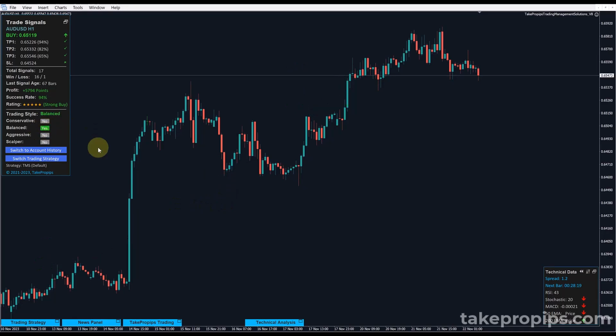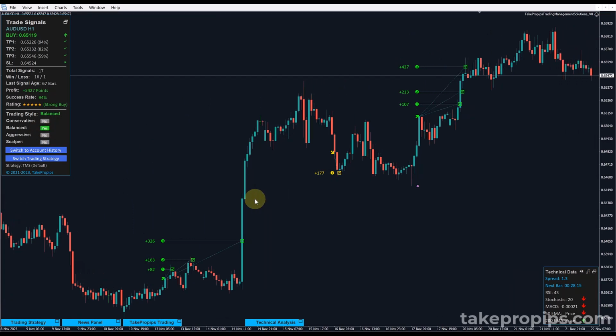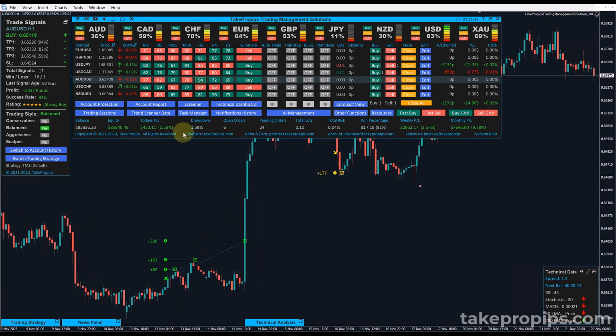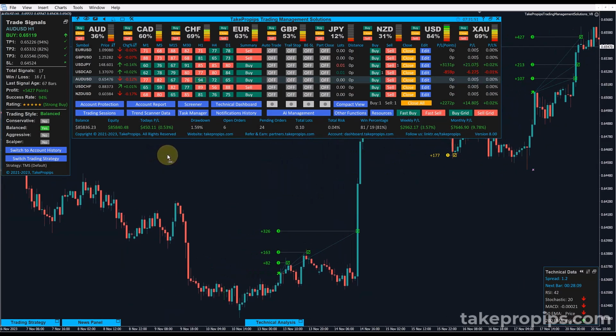As we wrap up, remember that the Trade Signals dashboard is a powerful tool that, when used correctly, can help you make strategic trading decisions. Whether you're just starting out or have been trading for years, taking the time to understand and utilize this dashboard can be a game changer.